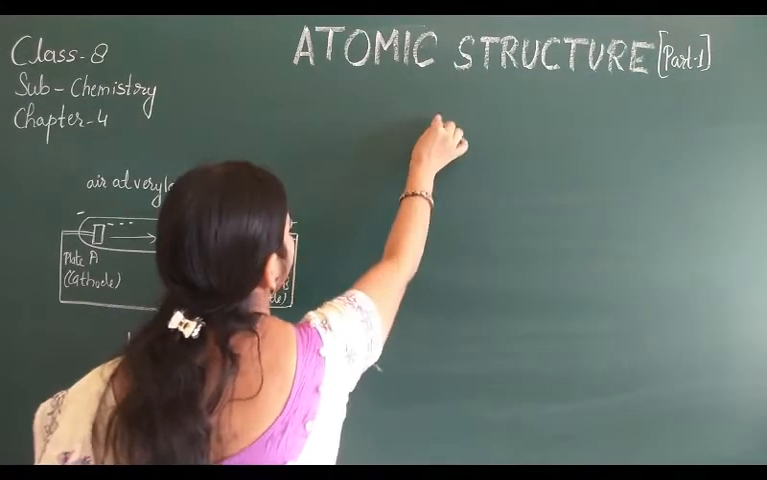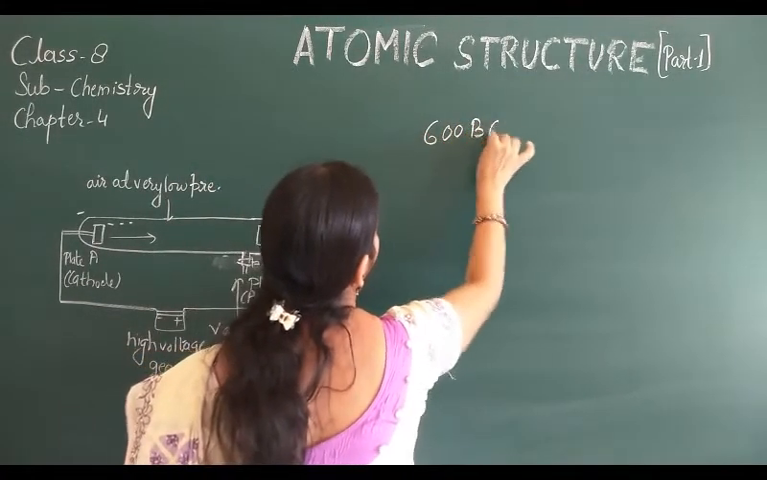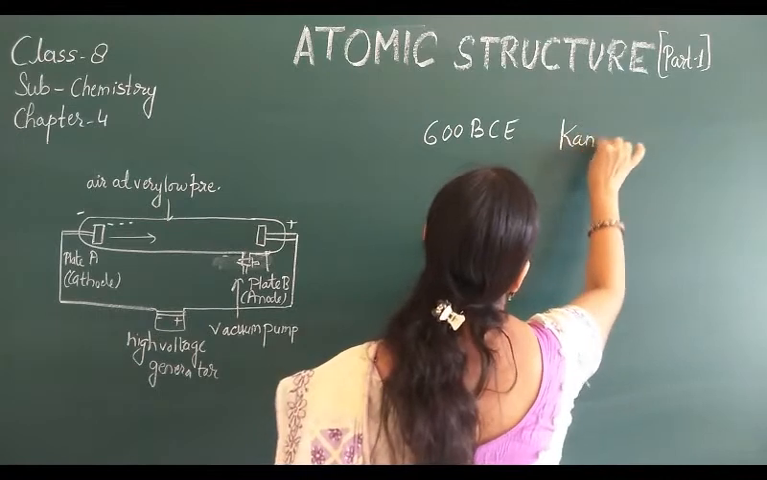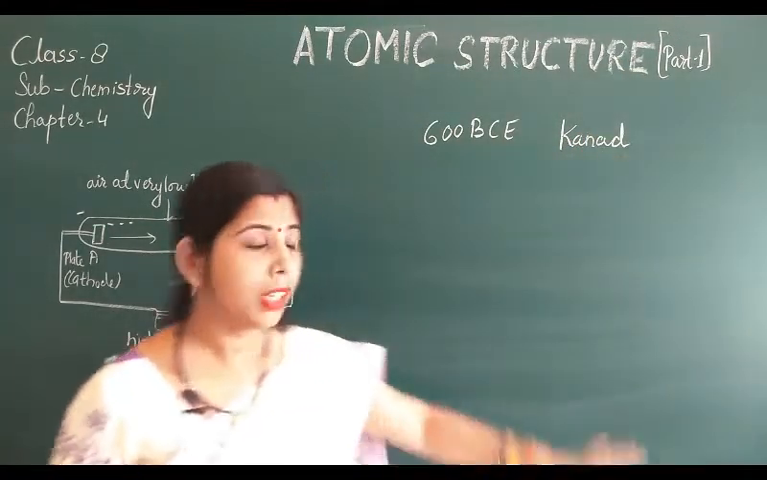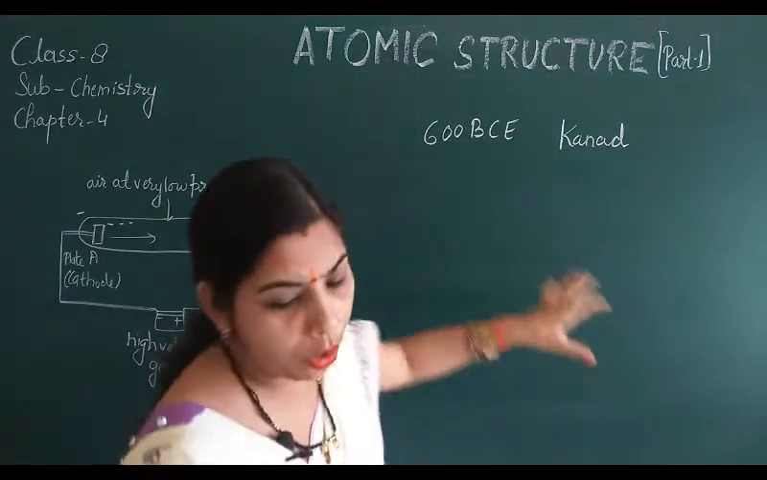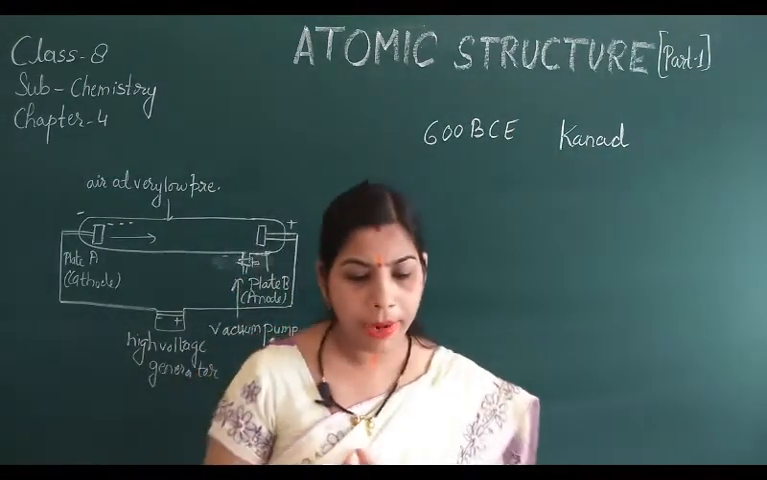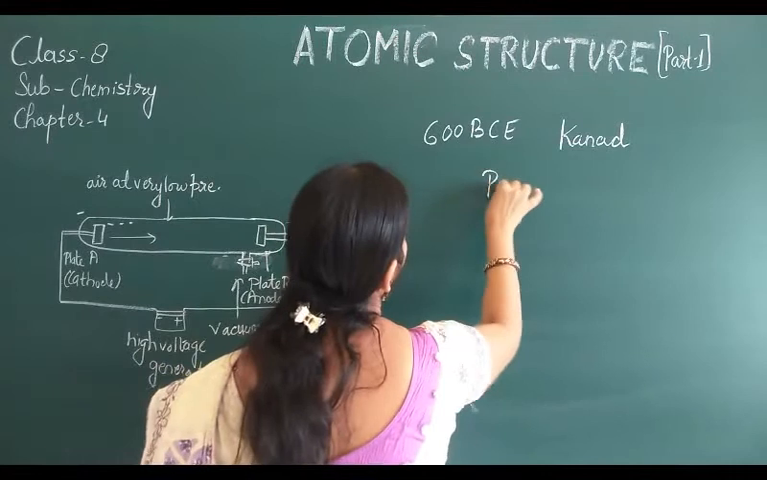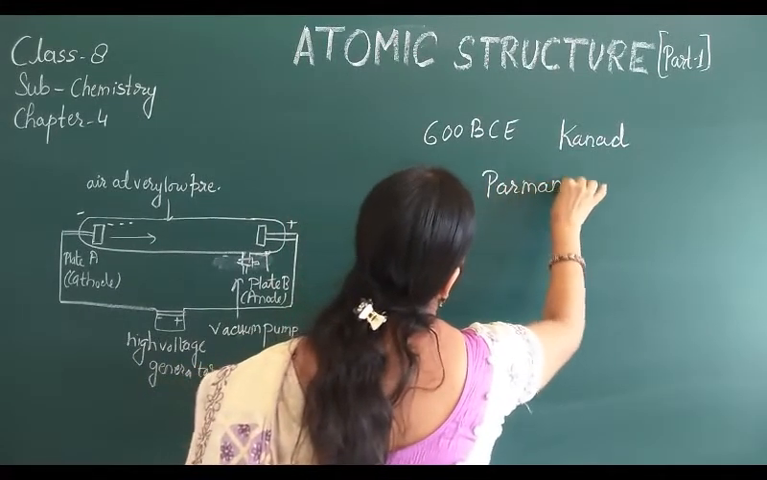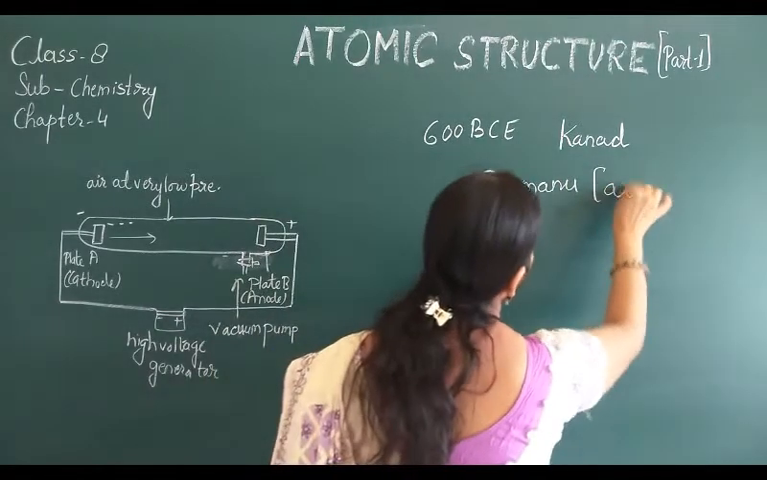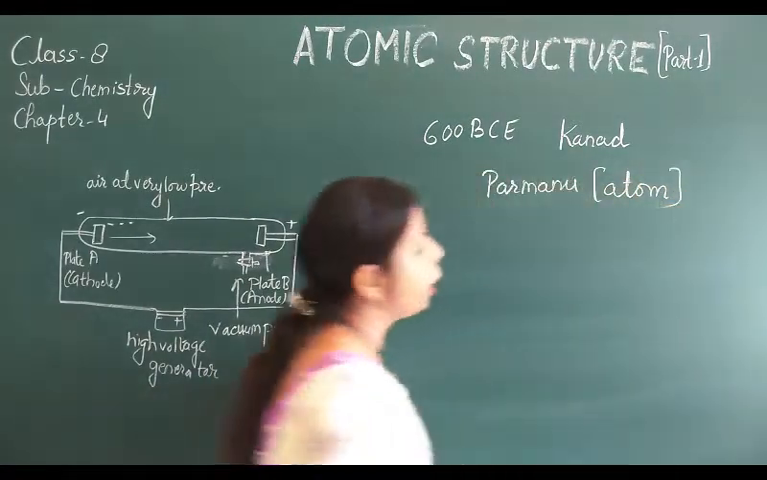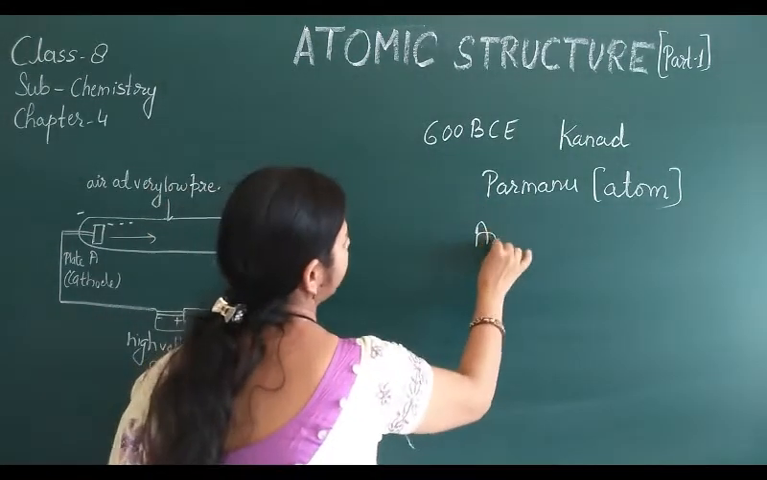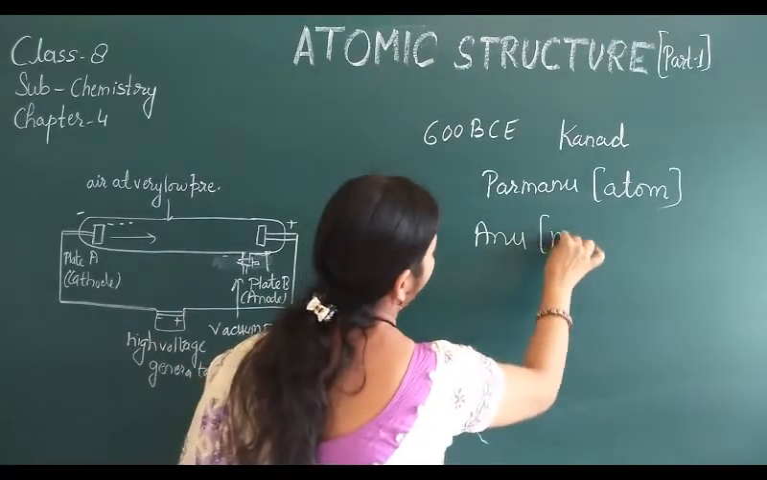Around 600 BCE, there was one philosopher, and the name of that philosopher is Maharishi Kanad. He told that all matter is made up of very small particles, and that particle he called the Parmanu. In modern terms we know it as an atom. He also told that a number of Parmanu combine and form Anu, which we know as molecules.